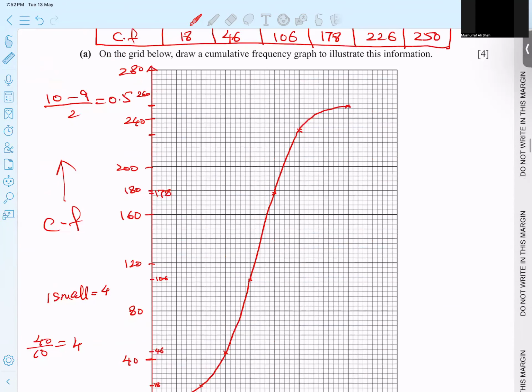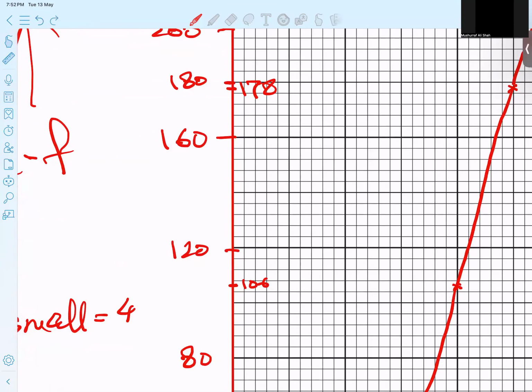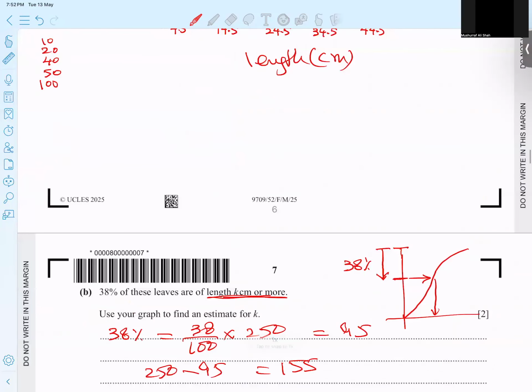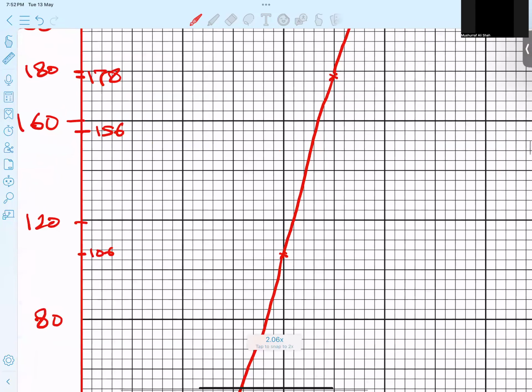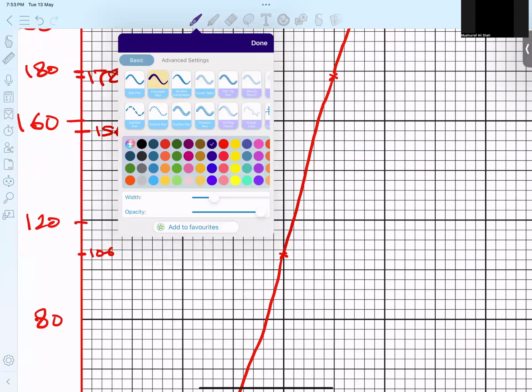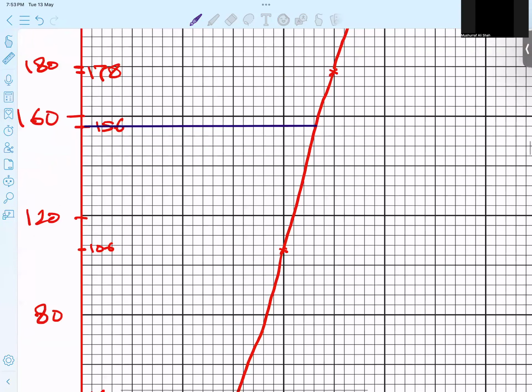Where is 155, students? 155 is one box below, so one box below is 154, sorry, 156. And I'm looking for 155, approximately the same number. So I go from here. I go from here. Okay, and note down the number.